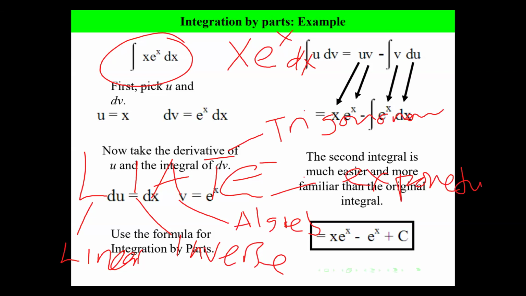Now, what's the use of this? This is used to guide you on which one to name u. So what do you have here? You have x, which is an algebraic function, and e is an exponential function. Algebra comes earlier than exponential, which means your u shall be x. In this case, you say u is equal to x. That is what will guide you on which one to name u, this form. Then dv will be the other one.